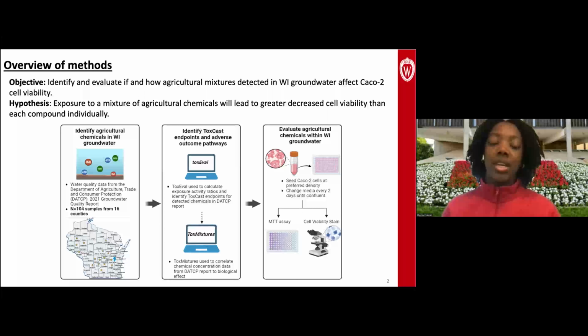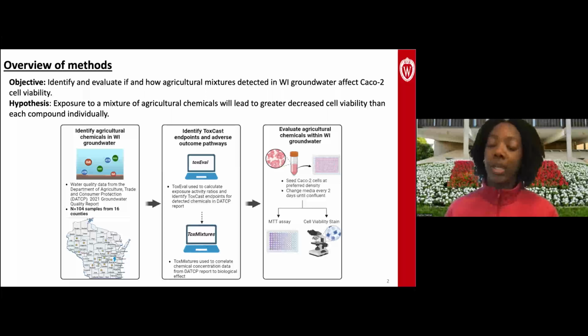Within this study, I aimed to break this down into three components. The first component was identifying measured concentration data taken from the 2021 Department of Agriculture, Trade, and Consumer Protection's targeted sampling report. This report specifically looked at 104 samples from 16 counties and agricultural areas throughout the state of Wisconsin. In part two, I then utilized computational tools toxEval and toxmixtures, which are developed by the USGS, to identify chemicals and chemical mixtures within this concentration data set.